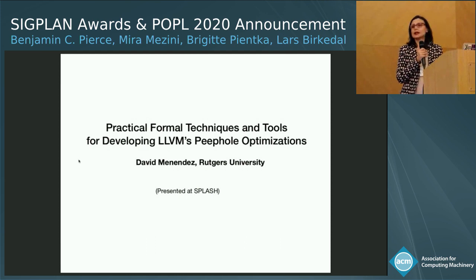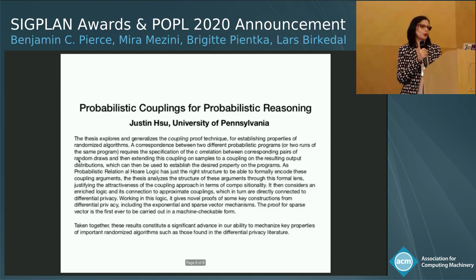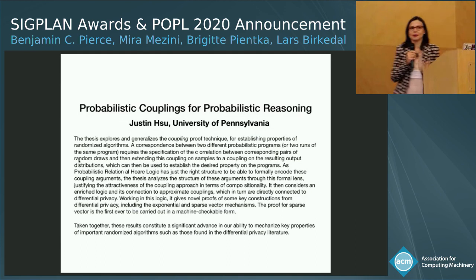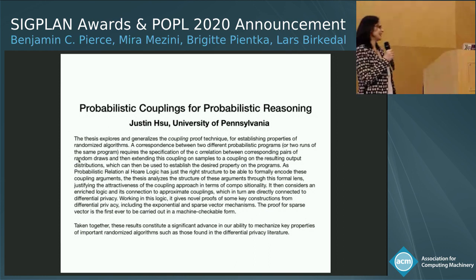The award I am going to announce today is for the dissertation by Justin Hsu. I hope I pronounced the name right. Okay. On probabilistic couplings for probabilistic reasoning. So Justin, would you mind coming up here? Right.